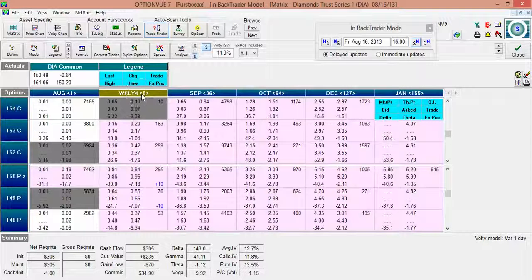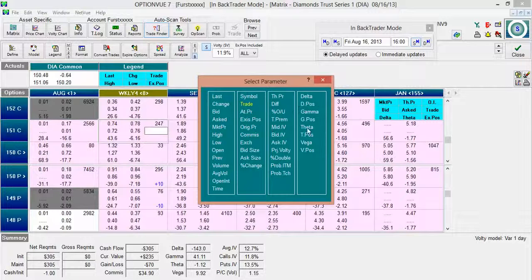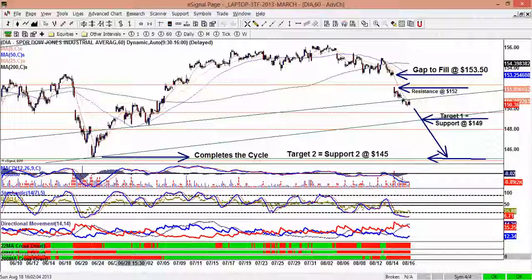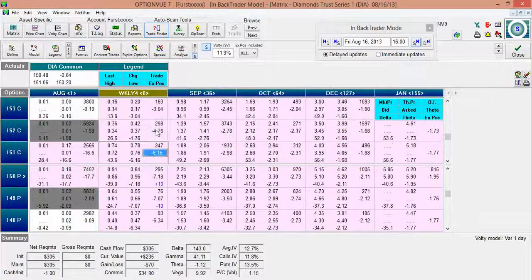So if we're going to go up, we could start to look at the 151 call. There's a 43 delta on it, and it's trading at 74 cents. Time decay is going to be big. Our theta on that is $6.16. So we're losing 6 cents per share, $6 per contract, when we buy them, or we could be selling them. If we know that we have upper resistance with a gap to fill at 153.50, do we have any money that we can make by selling a higher call?